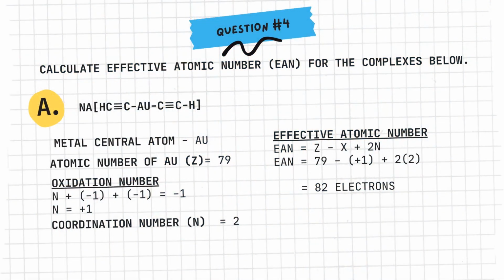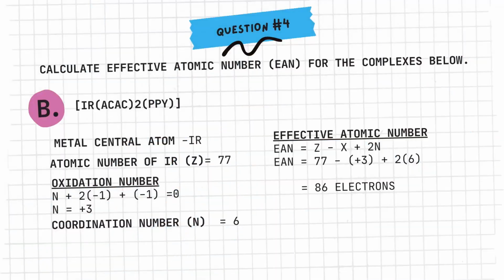Hello, my name is Nur Atira Abdi Alin. I'm holding matrix number 76172. I'm going to explain question number 4, which is to calculate the effective atomic number for the complexes below. For question A, we have the central metal Au, and the atomic number of Au is 79, and the oxidation number n plus -1 plus -1 equals -1, so n equals +1, and the coordination number is 2. By using the formula Z minus X plus 2n, we substitute the values, which is 79 minus 1 plus 2 times 2, equals 82 electrons.